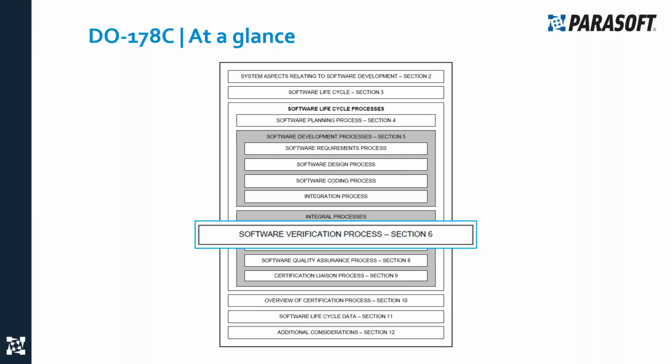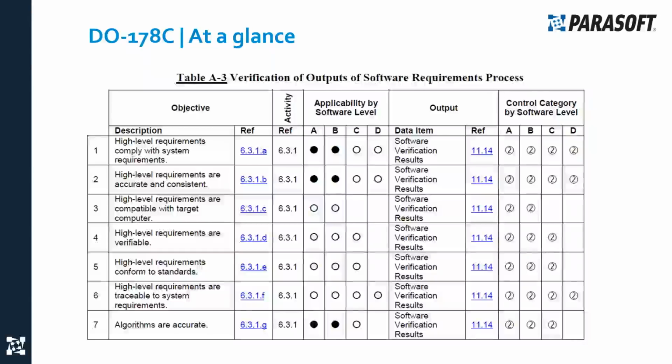Now, there are many verification objectives defined in section 6, and they have been captured in tables A3 through A7 of the standard. You can see here that table A3 shows us the verification objectives for the high-level requirements defined during the software requirements process. As we go through these tables, note that we will be going through different verification levels of abstraction, because we are testing to requirements, which themselves are at different levels of abstraction or decomposition.